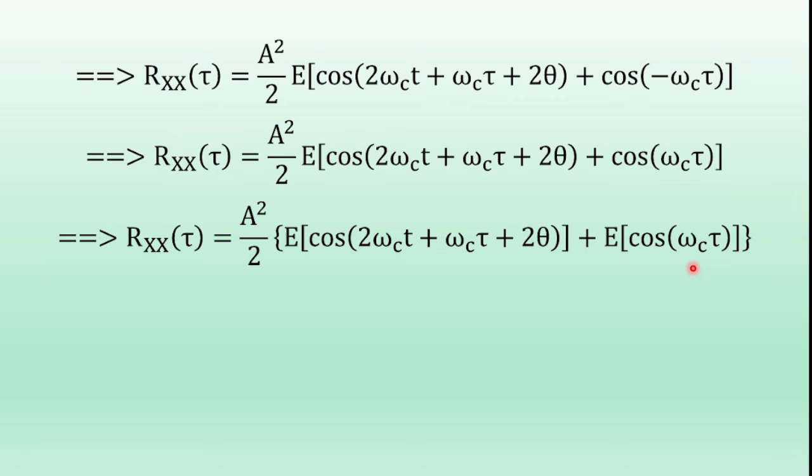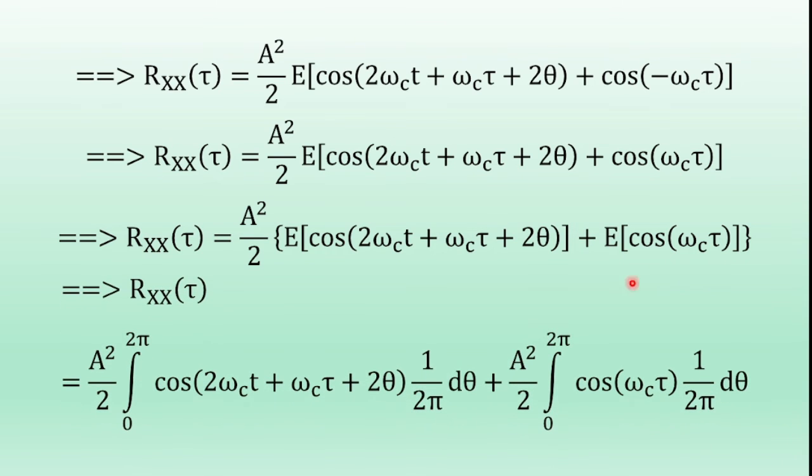So using the basic expression for expectation of x of t, the expectation of this function is the integral from 0 to 2 pi. The function is cos of (2 omega c t plus omega c tau plus 2 theta) into the probability density function of the random variable theta, which is 1 by 2 pi, d theta, plus A square by 2 into the integral from 0 to 2 pi of cos of omega c tau into the density function 1 by 2 pi d theta. So 1 by 2 pi is a constant, and it is written before the integration.